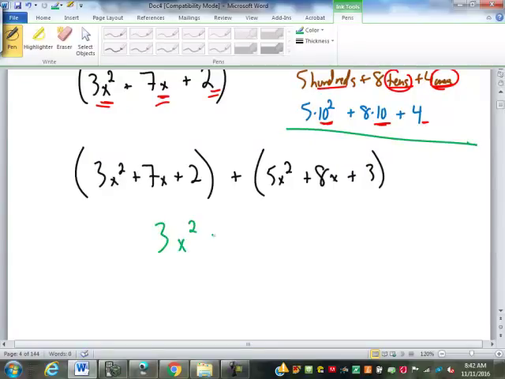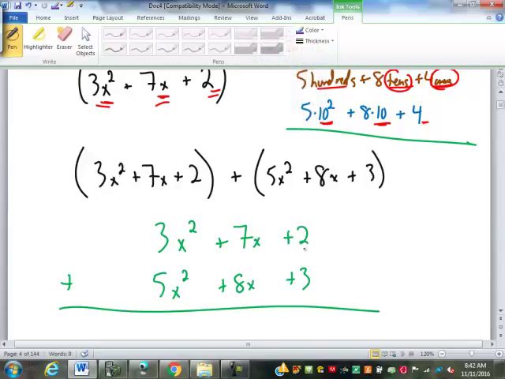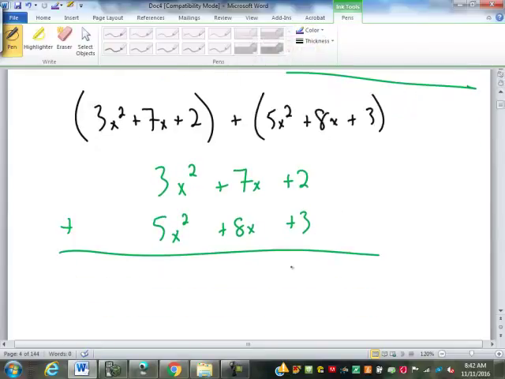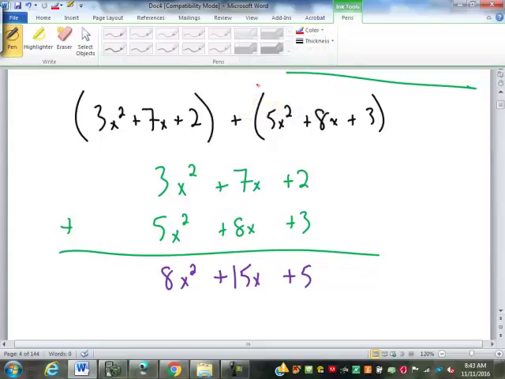So 3x squared plus 7x plus 2. Then the second number I'm going to line up with the first. The x squareds with the x squareds. The x's with the x's. The 1's with the 1's. And I am adding down the columns. What's 2 plus 3? 5. It's positive 5. 7x plus 8x? 15x. 3x squared plus 5x squared? 8x squared.